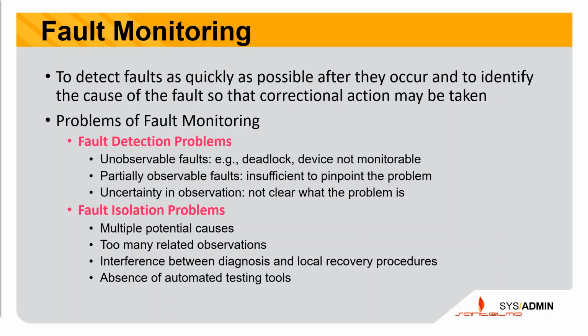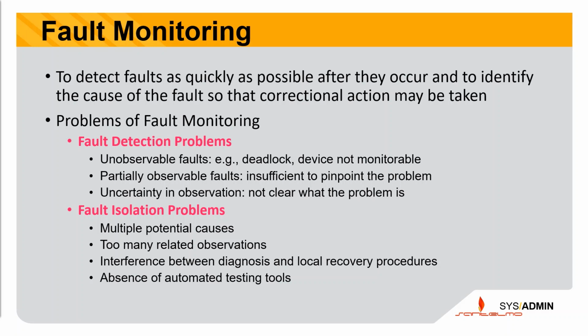So multiple potential causes, too many related observations. Sometimes this is our problem. We have a lot of information, a lot of inputs, and we have a hard time digesting it. So we have too many related observations. That is why it slows us down in solving the problem. Then there are interferences between diagnosis and local recovery procedures, and absence of automated testing tools, so we do it manually. So you've got a fault isolation problem.